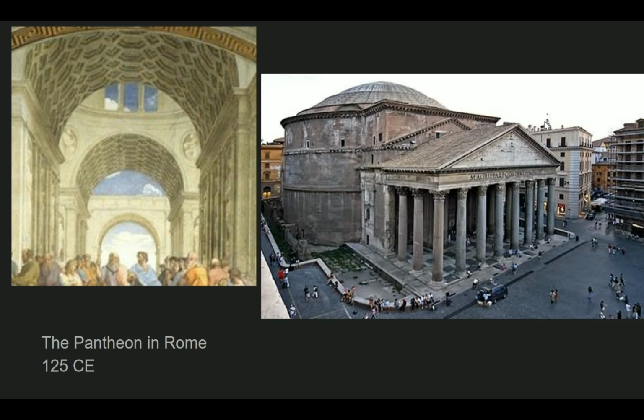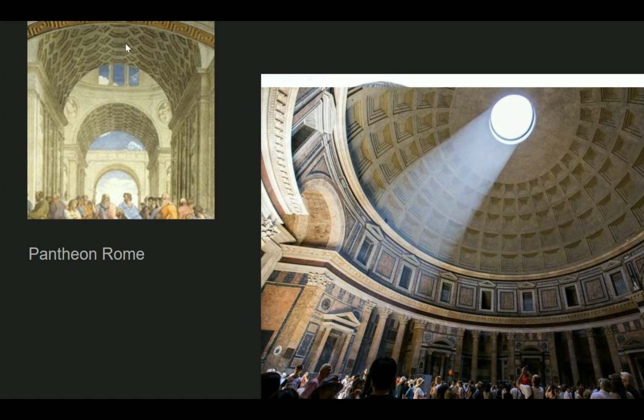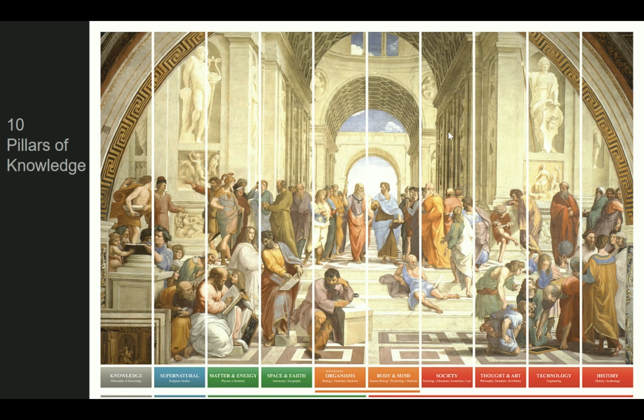The interior is modeled off of the Pantheon in Rome with this coffered ceiling. More of these hexagon shapes, I think. It's also divided into what's referred to as the 10 pillars of knowledge. You don't need to know those, but I just want to really remark upon how well thought out and executed this painting is. I mean, he's really considered the grouping of these figures, the depictions and who they're placed with, etc. Those who studied knowledge, the supernatural, matter and energy, space and earth, organisms, looking up to this more ethereal thought. Body and mind, Aristotle, looking to more practical society, thought and art, technology, history, a little more concrete versus the supernatural, etc.